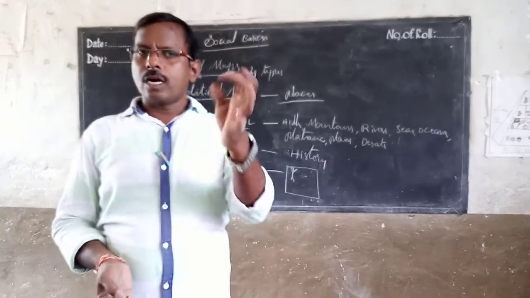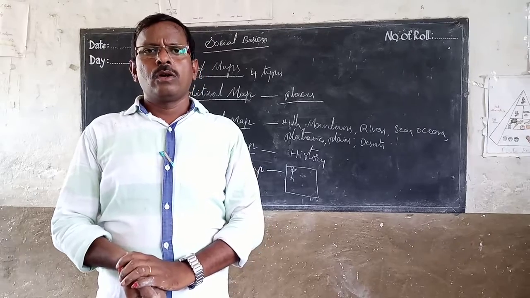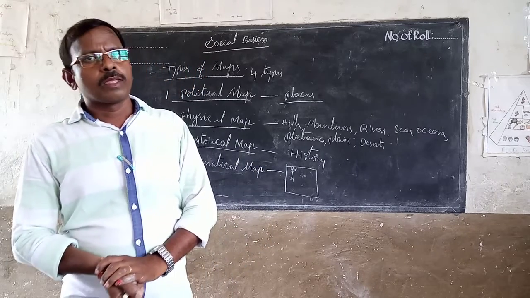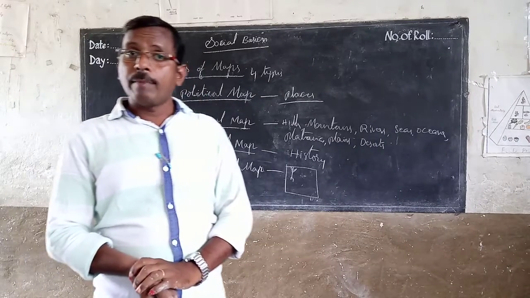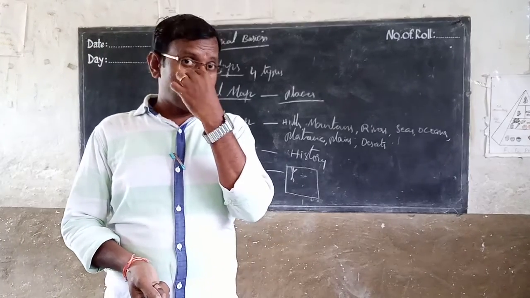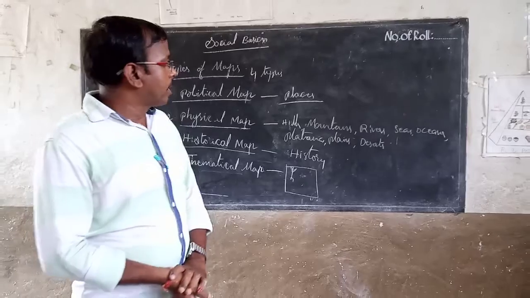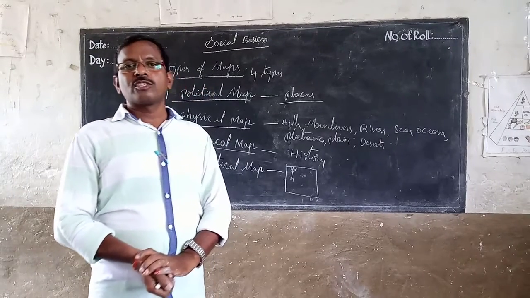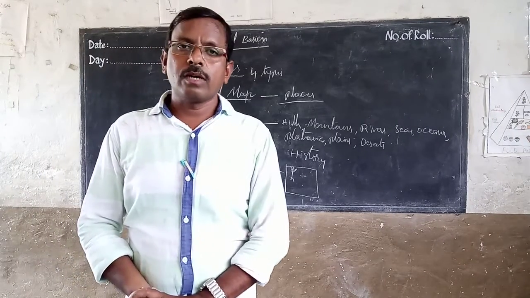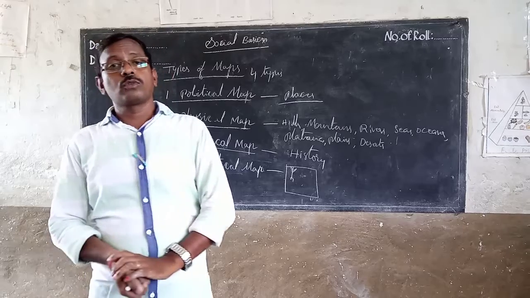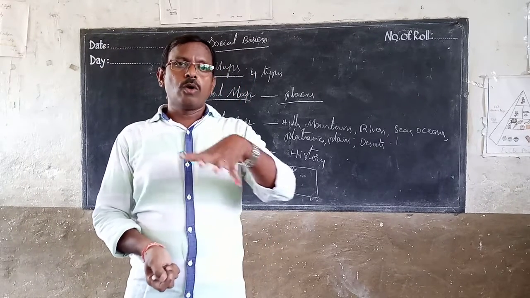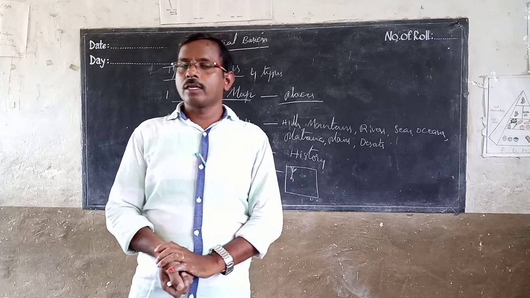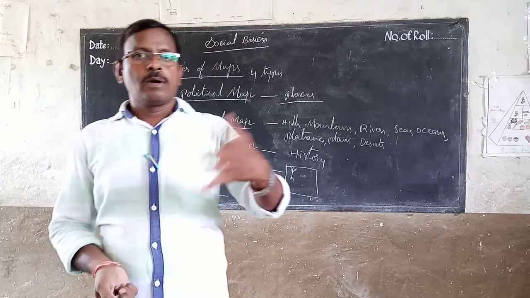Continents, oceans, landforms, maps and types of maps are very important. In the last video we discussed the continents, latitudes and longitudes: how the latitudes are formed, how the longitudes are there, and what about places, everything.